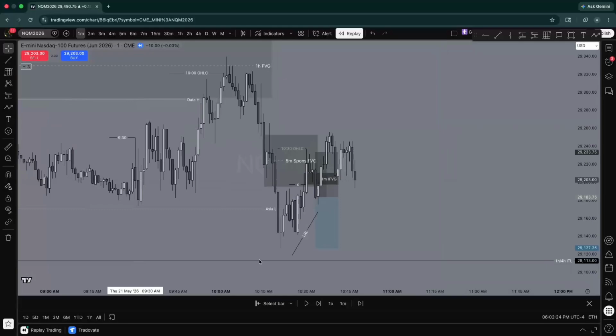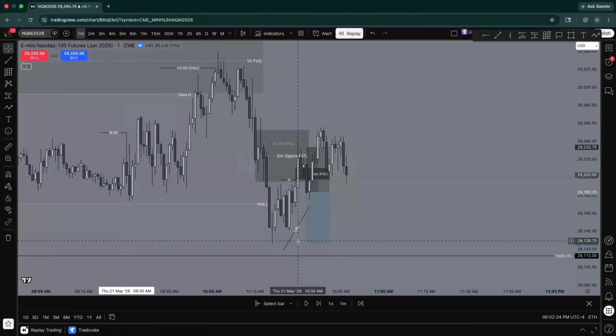But yeah, overall, the takeaway is that we have everything aligned: the AMD, the PL3 open, high, low, close, a sponsored rejection, displacement, and LRL with your drawn liquidity in both ways.